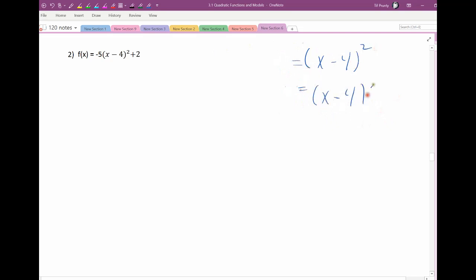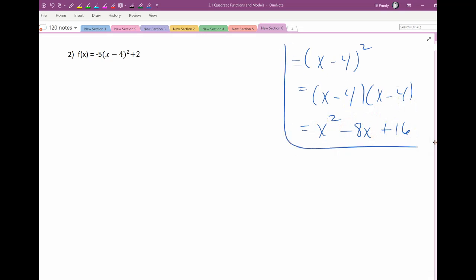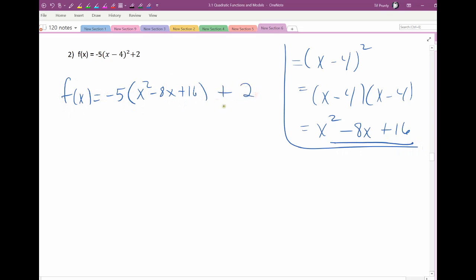It's really x minus 4 times another x minus 4, which means I get x squared minus, I get a negative 4x and another negative 4x, so it would be negative 8x. And then negative 4 times negative 4 comes out positive 16. Alright, and so that's what the square term, so again this will be scratch work off to the side, multiplies out to be. So f of x equals negative 5 times that squared, which was x squared minus 8x plus 16, and then don't forget the plus 2 on the outside.